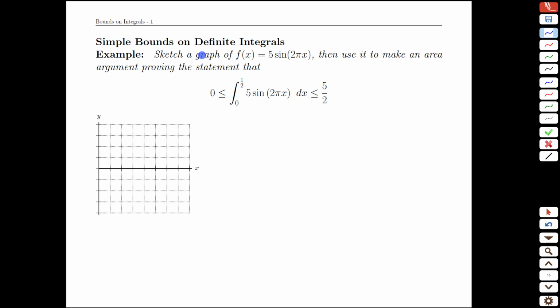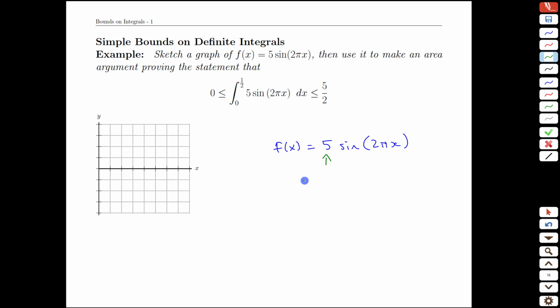In this video, we're going to look at other properties of integrals and specifically ways to find even just rough and ready bounds for the value of an integral. If you're asked to sketch the function f of x equals 5 sine of 2 pi x, that's something we've seen before. But let's go through the steps just to be perfectly clear.